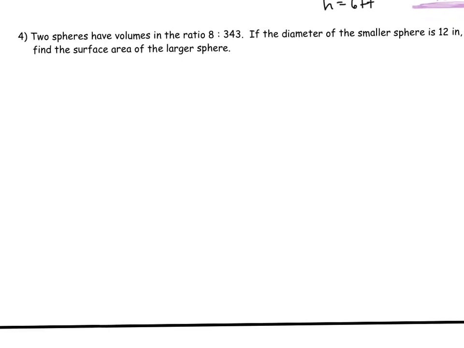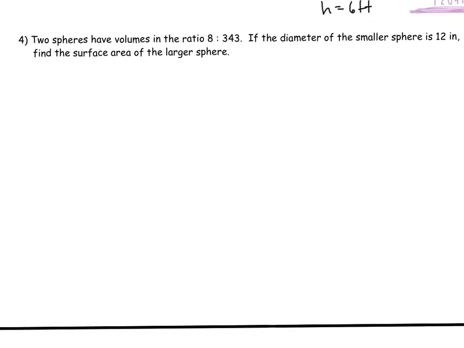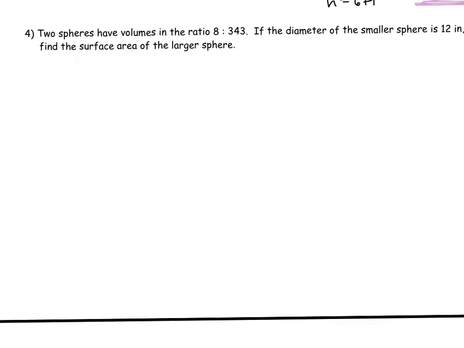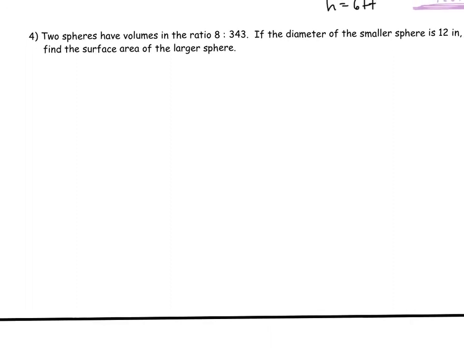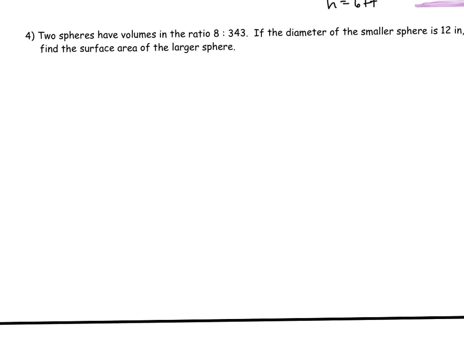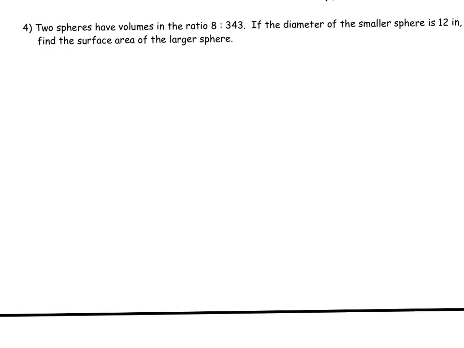So looking at one more. Yeah, you're going to have a couple parts to this. Let's walk through it. So we've got spheres this time. They have volumes in the ratio 8 to 343, and we want to find the surface area of the larger sphere.